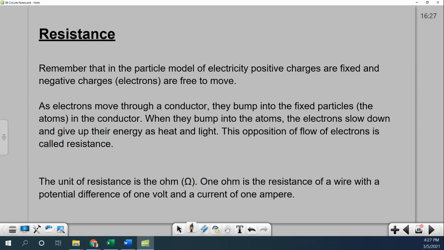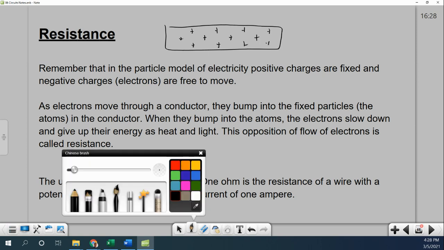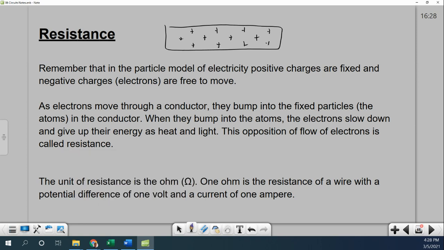Last thing we're going to look at here is resistance. So things move through a circuit, but if you remember, in the particle model, positive charges are fixed, right? The electrons move. So if electrons are flying around, what are the positive charges doing? They're stuck there, right? They can't move. So you've got a wire with these fixed positive charges that cannot move at all, and electrons are being sent through this conductor. They're being repelled because of the voltage.